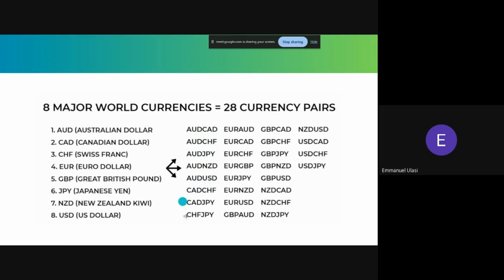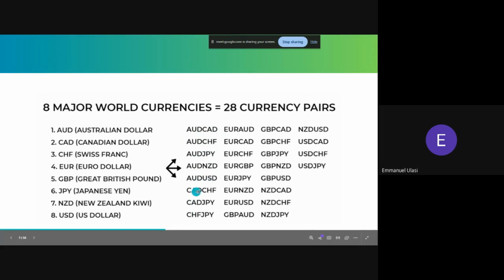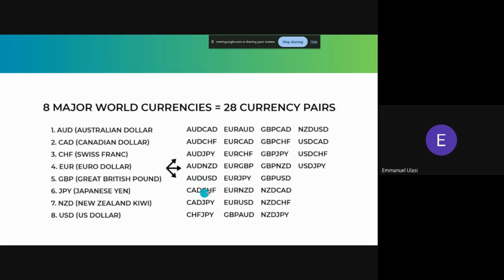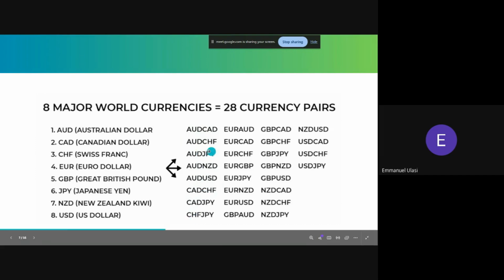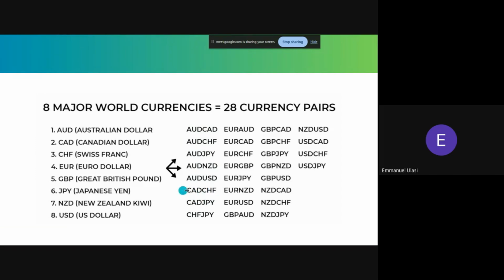Now, moving on to the next part, where we have the Canadian dollar pairs. We have Canadian dollar, Swiss franc. You can see this in most forex platforms. You are going to be seeing them written like this and not with their full spelling, that is, not with their full names. So what you're going to be seeing is CAD CHF.